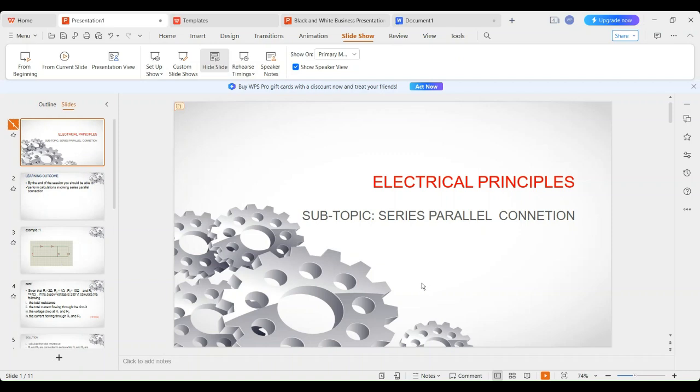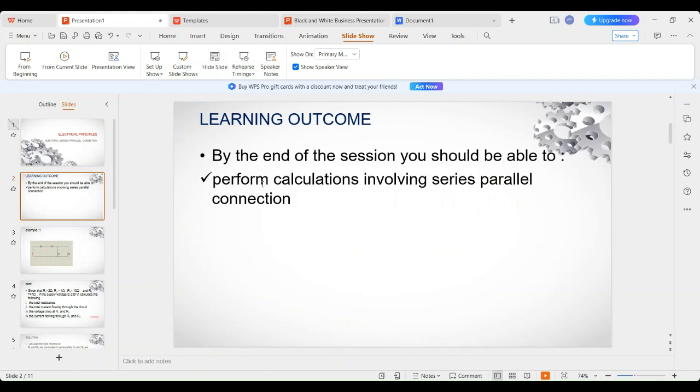Okay, good evening. We are here for electrical principles, and our subtopic for the day is serial parallel connection. Our learning outcome is that by the end of the session we should be able to perform calculations involving serial parallel connection.